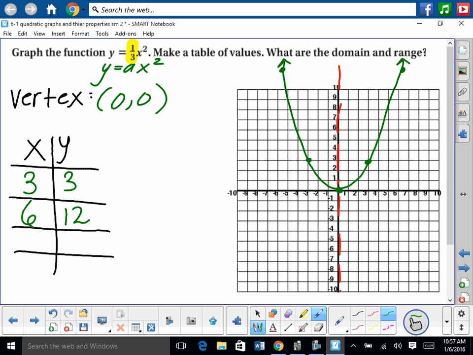Does that make sense, everybody? Okay, let's talk domain and range. Wait, do you have a question, Braylon? Yeah, calculators. Okay, I'll come help you in just a sec.